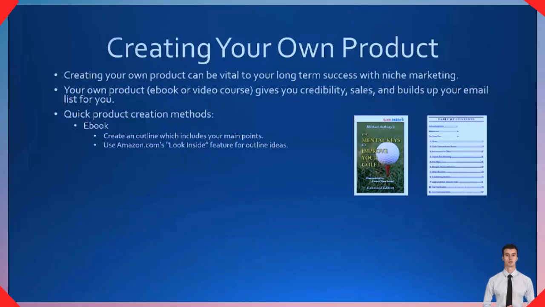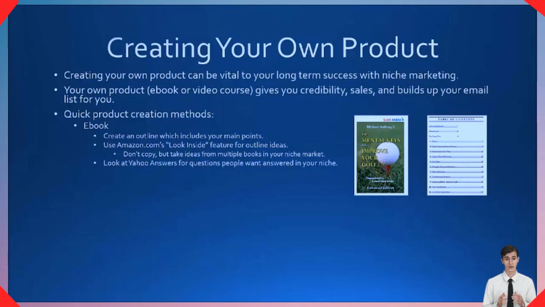Now, I wouldn't recommend that you copy an outline exactly, but I would get some ideas from maybe 5 or 6 other books on that same topic on Amazon and just click on look inside, and it actually gives you the first few pages so you can see the table of contents because Amazon wants you to see what a book's about before you purchase it. Again, don't copy it, but take ideas.